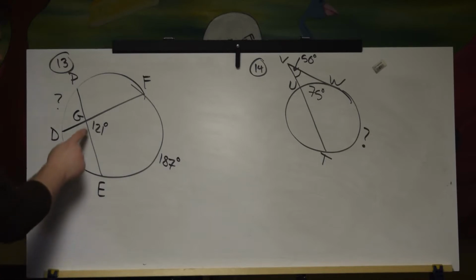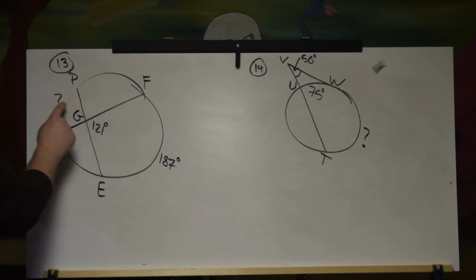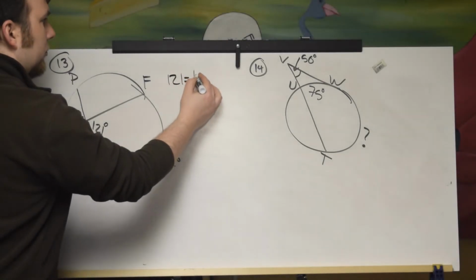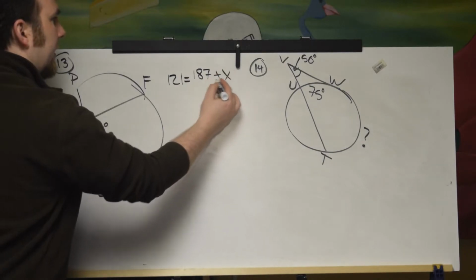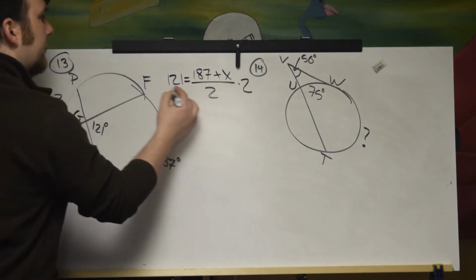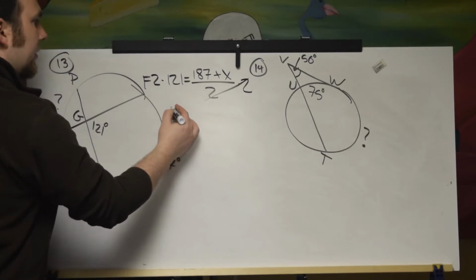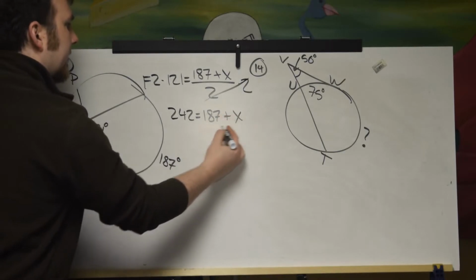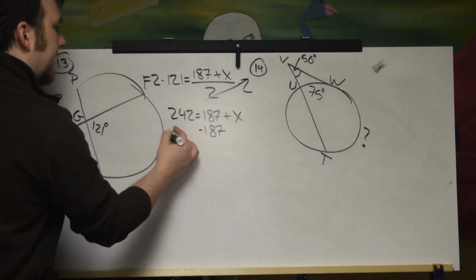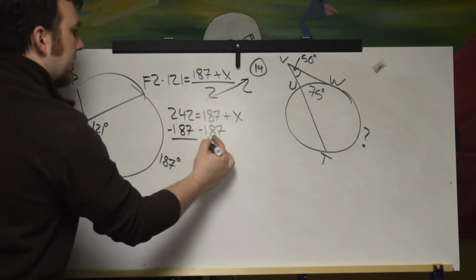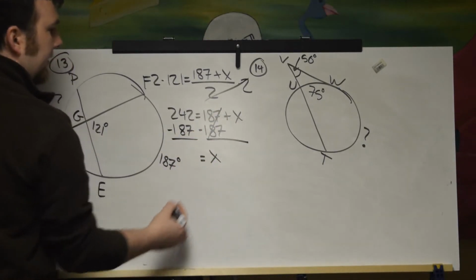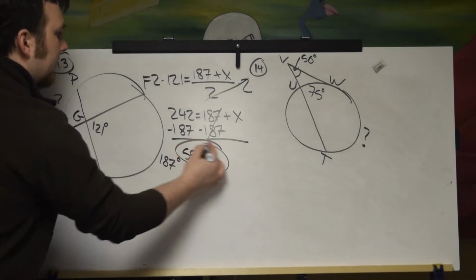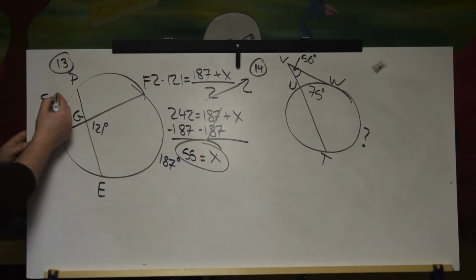Number 13, the interior angle equals the big arc plus the little arc over 2. So 121 equals 187 plus x over 2. Need to multiply by 2 on both sides. So 242 equals 187 plus x. We'll subtract 187 from both sides. And my brain is thinking 55, and I'm sticking with that. So this arc is 55 degrees.